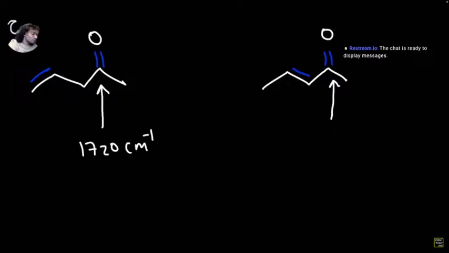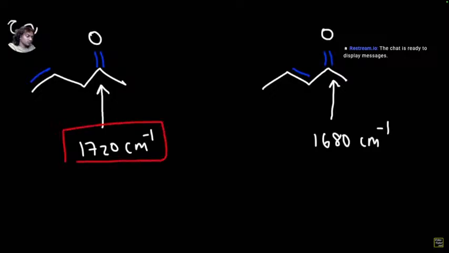Now, another topic that we need to consider is conjugation. So here we have a ketone that is not part of a conjugated system, and it's going to absorb IR energy slightly higher than 1700. So this will be around 1720. Now, for the conjugated ketone, it's going to absorb IR energy at a lower wave number. That is, in this case, around 1680. So make sure you understand that. Conjugated carbonyl groups will absorb IR energy at a lower wave number.